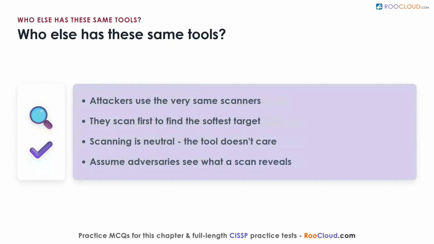Who else has these same tools? Attackers do, and they use them exactly the way you do. The same point-and-click scanners that help defenders also help intruders find the softest target. Before an attack, malicious actors often scan systems and networks to zero in on the weakest link. It is a sobering reminder that scanning is neutral. The tool does not care whose hand is on it. Assume the adversary already knows what an open scanner would reveal.